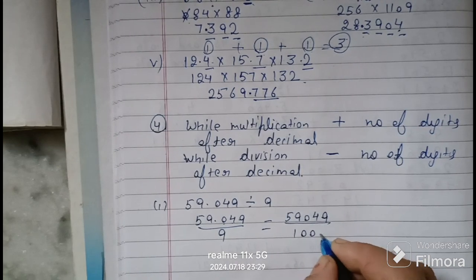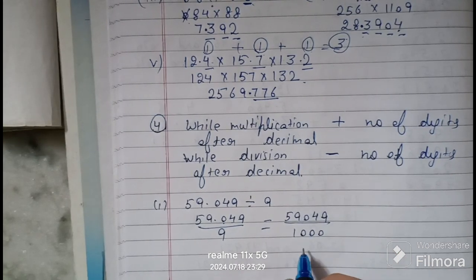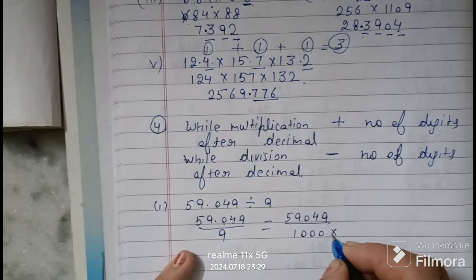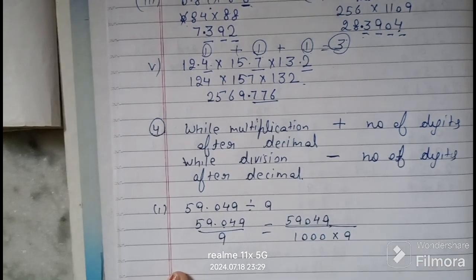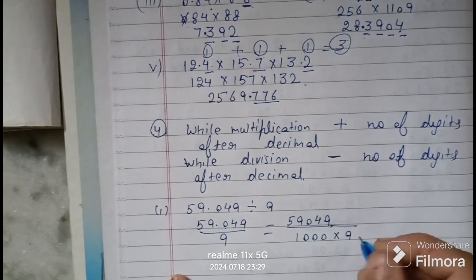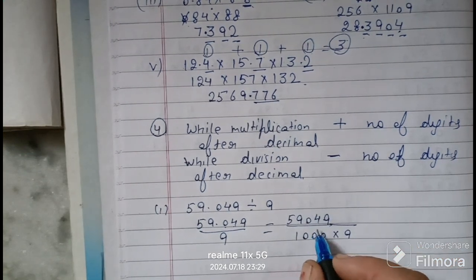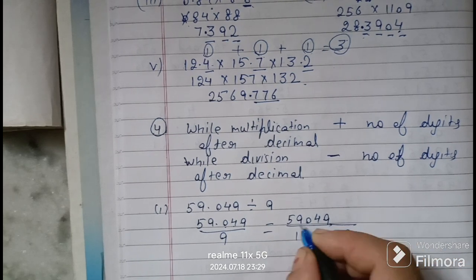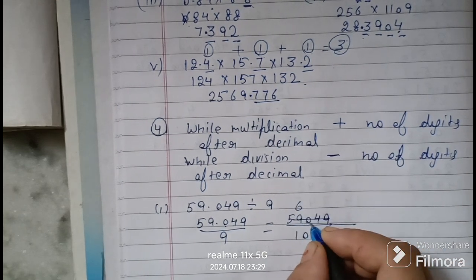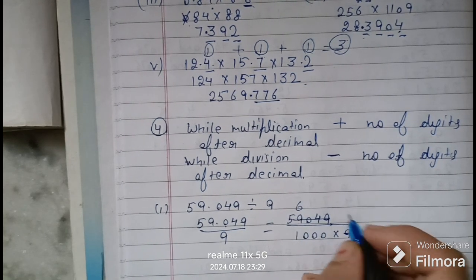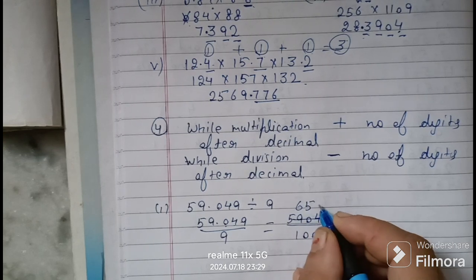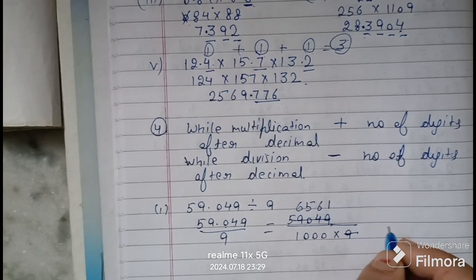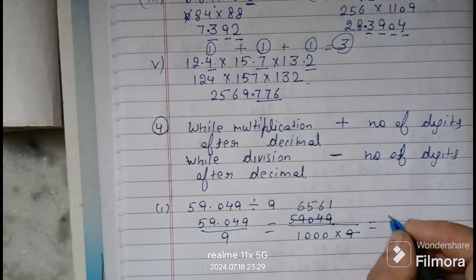Okay. Let us cancel if there is anything common in these two numbers. Whether 59049 is divisible by 9. Yes, this is divisible by 9. 9 6s are 54, and this is 50. 9 5s are 45, and 9 6s are 54, and 9 1s are 9. So that is 6561 over 1000. Oh my god, it is the desirable form.